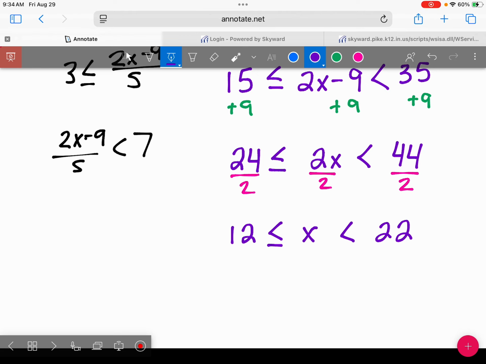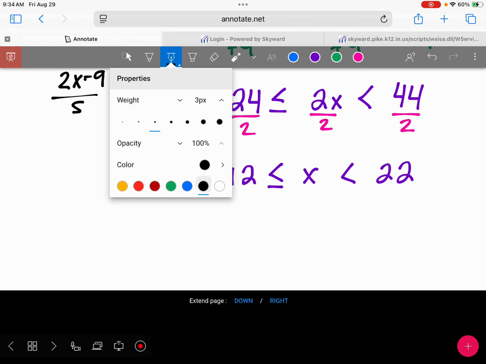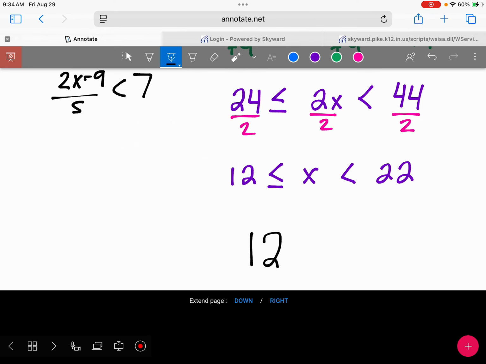And when we have it this way, where we have our smaller number on the left and our larger number on the right, it's a lot easier to drop it just directly into its interval notation than when we have them swapped like on the last one. Because our smallest number is our 12. Our bigger number is that 22. Is the 12 going to get a parentheses or a bracket? Bracket. And is the 22 going to get a parentheses or a bracket? Parentheses. Ta-da!